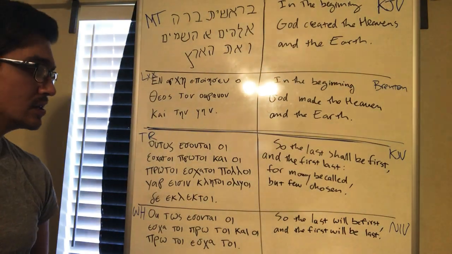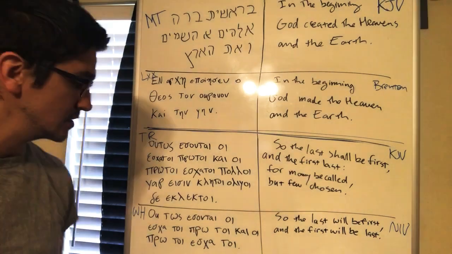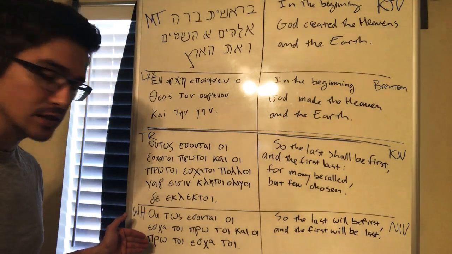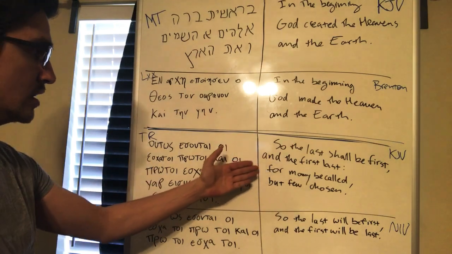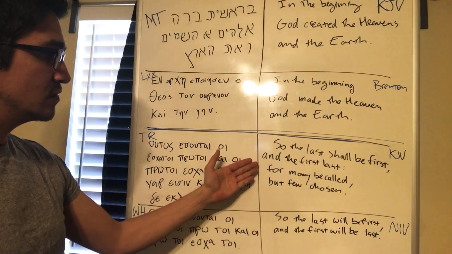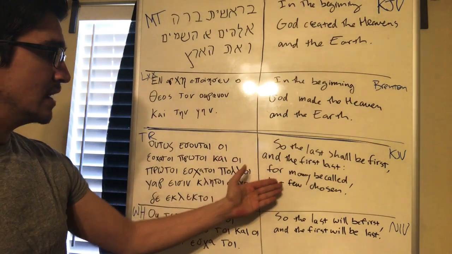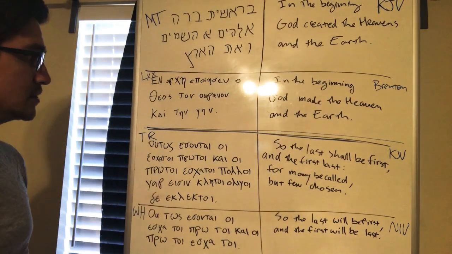Now when we go to the New Testament, we're going to have to use the Textus Receptus versus the Westcott and Hort text. So in the Textus Receptus, I use this verse. In the KJV, the correct text, it says, So the last shall be first, and the first last. For many be called, but few chosen. And that's the TR Greek representing that.